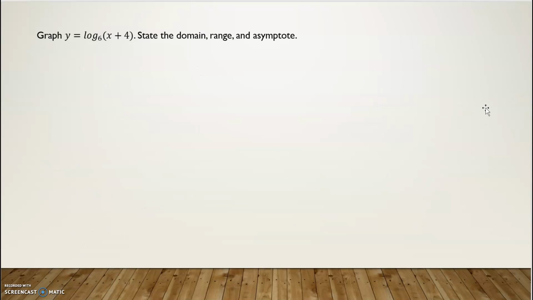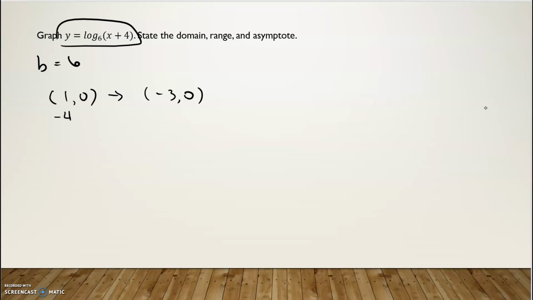So let's look at this one. We've got b equal to 6, so we know it's going to be an increasing function because b is greater than 1. We have x plus 4, so that means that we are shifting to the left by 4 units. So let's look at our key point 1, 0. Since I'm going to the left, I'm going to subtract 4. So that's going to give me negative 3, 0. And then that b comma 1, well, that's going to be 6 comma 1, but since I'm shifting to the left by 4 units, I'm going to subtract 4, so that's going to be 2 comma 1.